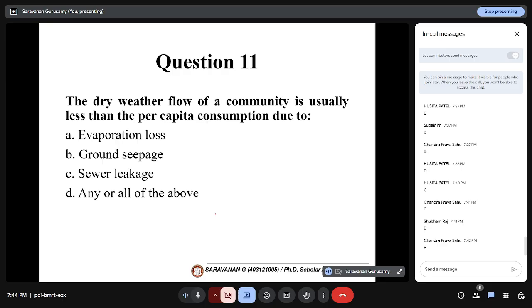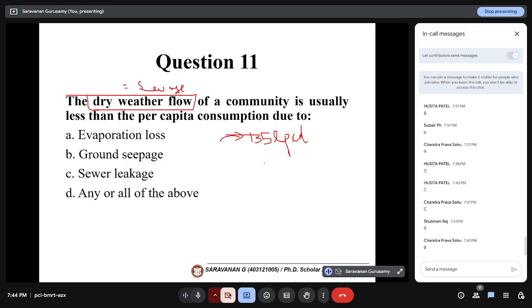Yeah. 11th question, the dry weather flow of a community. What is the dry weather flow? The wastewater that is generating during dry weathers. So that is directly equal to your sewage. DWF is sewage of a community is usually less than the per capita consumption. Why? I am consuming 135 liters per day. That is the codal provision. I have to supply for residential area that 135 liter per capita per day.